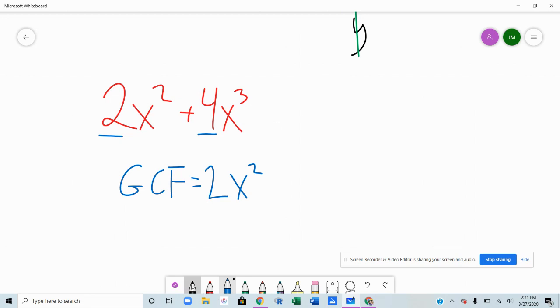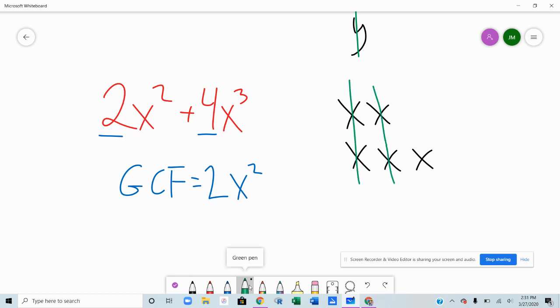Or if you prefer to write them out, the first one has x squared means x, x, and x cubed means x, x, x. Then cross out what they have in common. You can't cross this one out because there's not one here. So you cross out that 2, which gives you x squared. So your GCF of 2x squared plus 4x cubed is 2x squared.